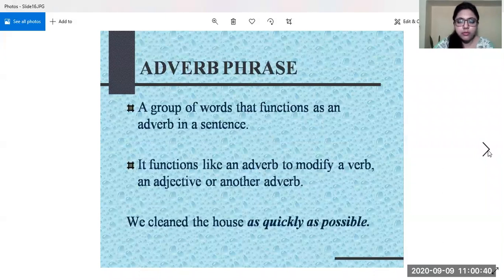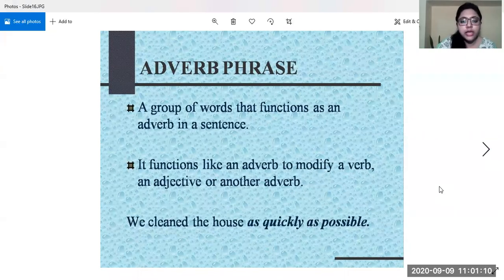Now let us come over to an adverb phrase. What an adverb phrase is. Again, it is a group of words that functions as an adverb in a sentence. Now, what is the function of an adverb? We should also know the function of an adverb in order to know the function of an adverb phrase. So we have done adverbs. The function of adverbs is to modify a verb, an adjective, or another adverb as well. So that is the function of an adverb.